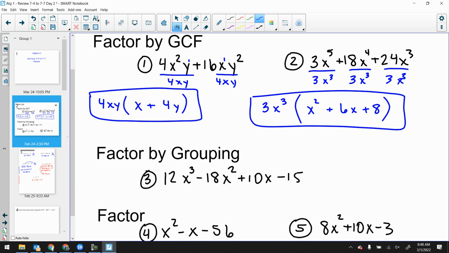Kate: From 6x, would it be wrong if I put 6x to the first? That would be fine. Yeah, 6x to the first is totally fine. Questions about that?